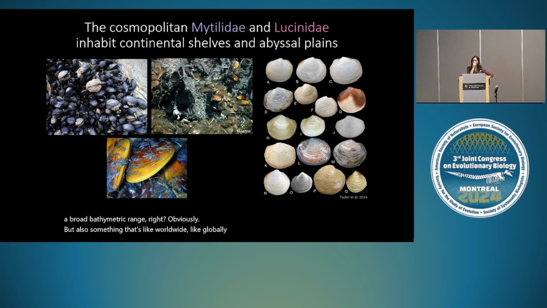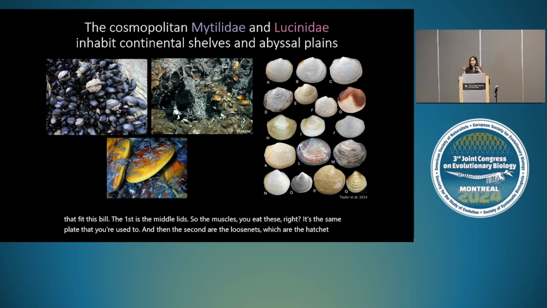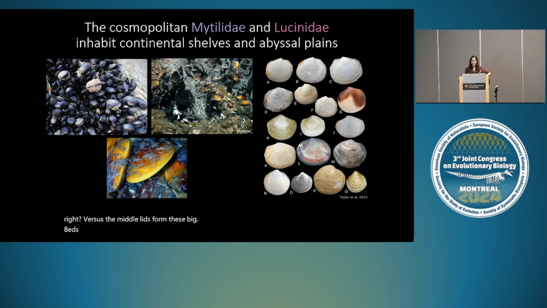There are two bivalve taxa that fit this bill. The first is the mytilids, the mussels. You eat these, right? It's the same clade that you're used to. And the second are the lucinids, which are the hatchet shell clams. They tend to be found embedded in muddy sands, versus the mytilids, which form big beds on rocky substrate, right?